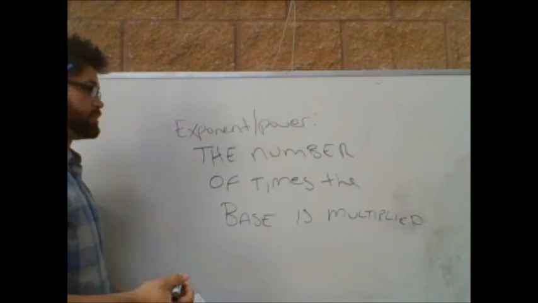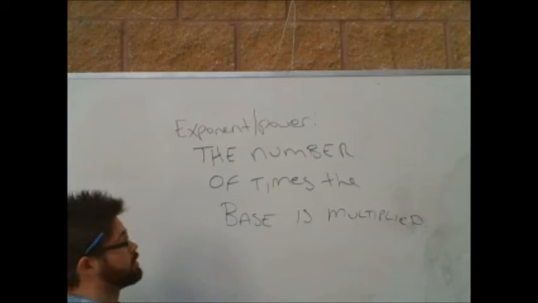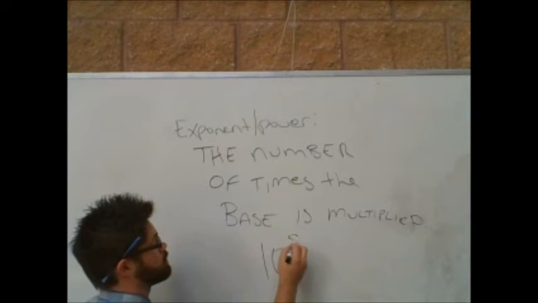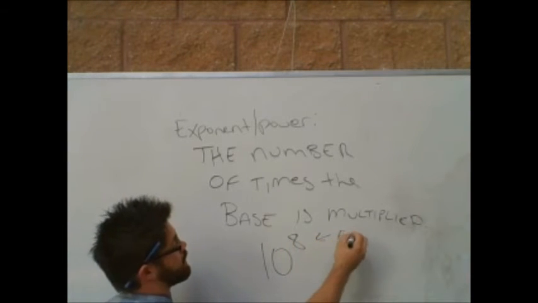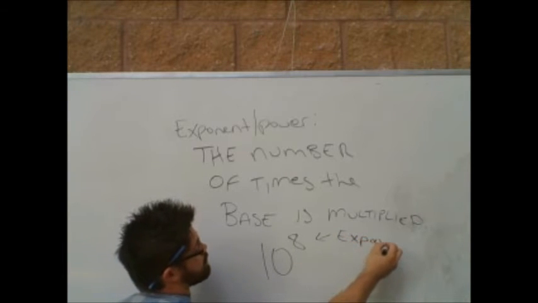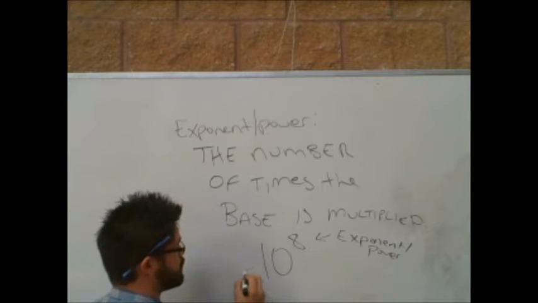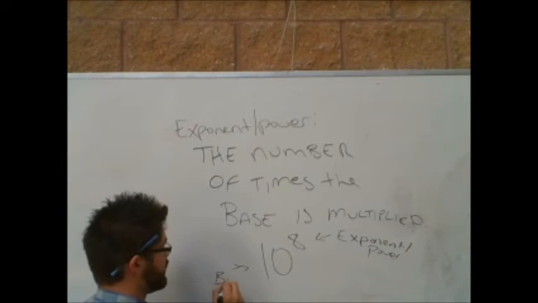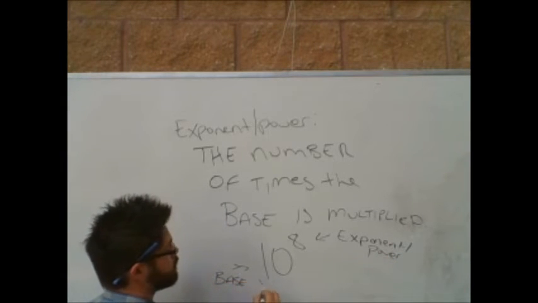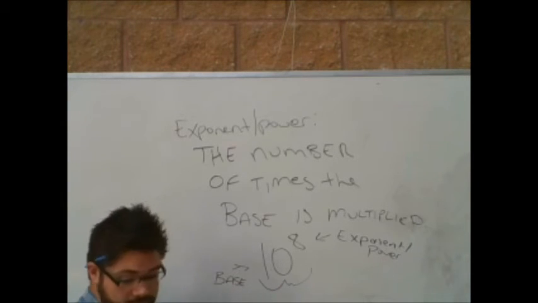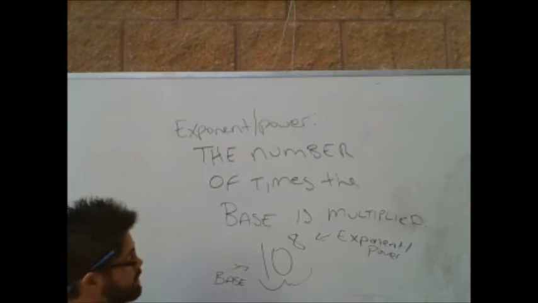I'm going to give you an example as well, and we're going to label it a little bit. So right here, the 8 is the exponent, also known as the power. The 10 is the base. And overall, this whole thing is going to be called exponential form.